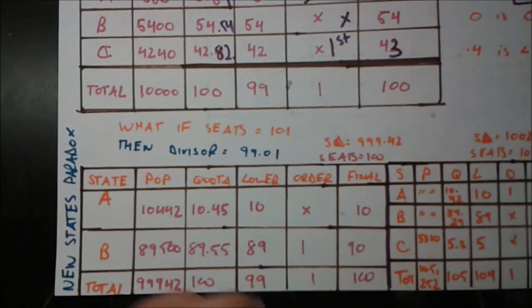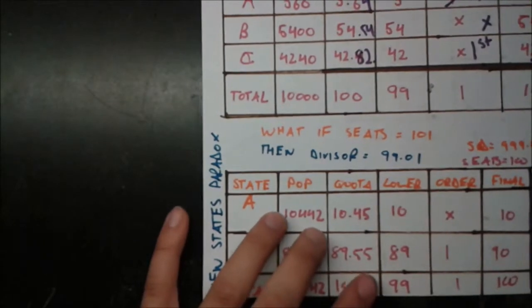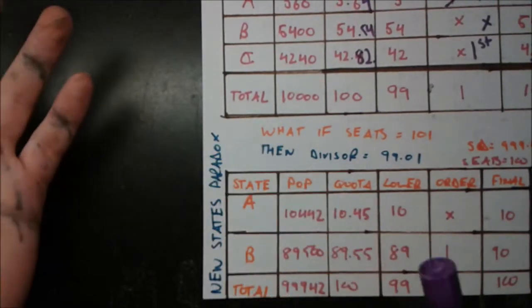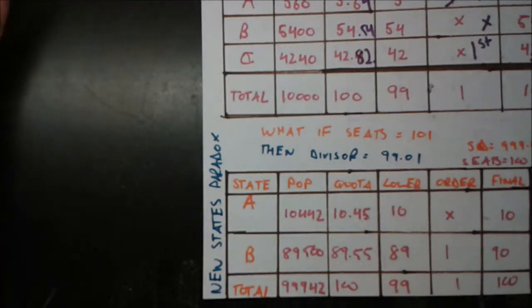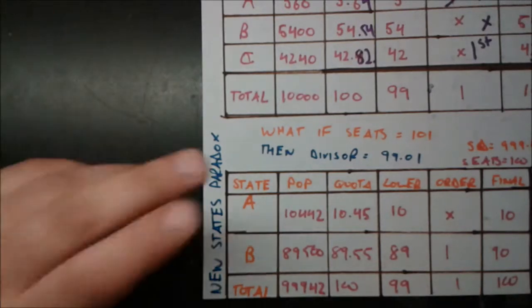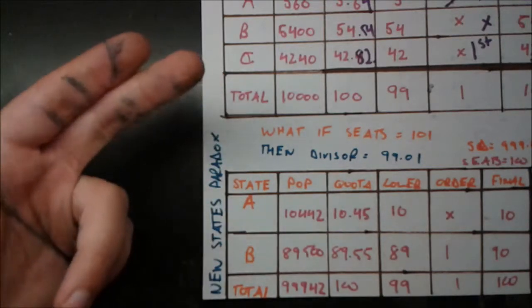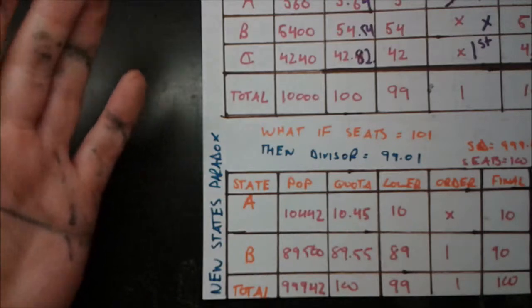Okay, so now before we look at the other part of the table, let's make a little guess. What's going to happen in the next part of the table is we're going to introduce a new state, C. And because there's a new state, we need more seats. So we're going to boost the number of seats from 100 to 105. So what do we think is going to happen? What we think should happen is those 5 new seats should go to C and nothing else should change, right?